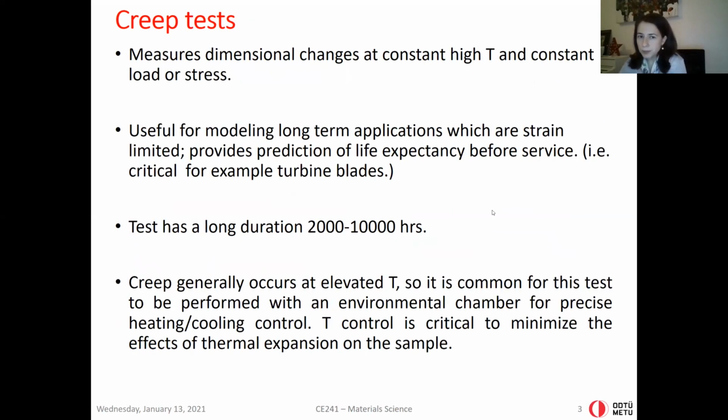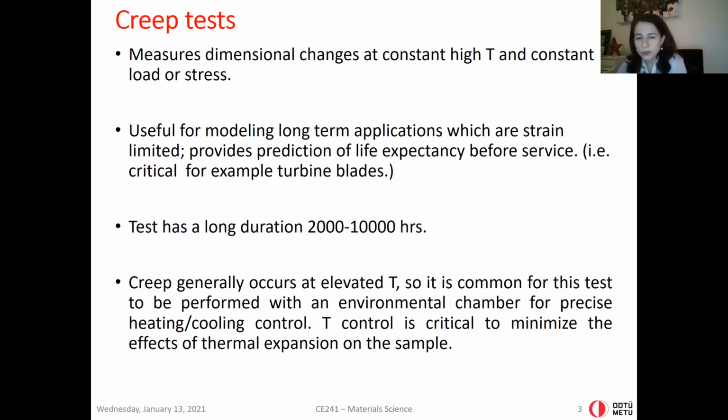And actually, we do creep tests and we measure dimensional changes at constant high temperature and constant stress. And these creep tests are useful for modeling long-term applications which are strain limited, providing prediction of life expectancy before service. For example, strain in a turbine blade would be very critical. And these creep tests are actually very long. They took around 210,000 hours. Actually, it's even longer for concrete, but I'm not going to discuss creep in concrete.